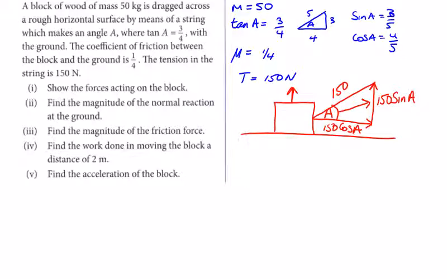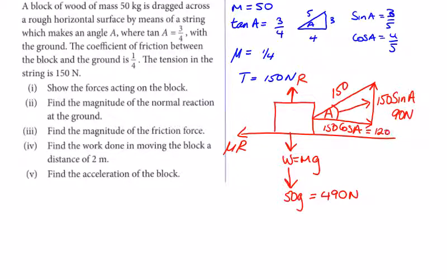We have the normal reaction R of the ground. We have the weight going down, which we know is equal to its mass times gravity. So this force going down is 50g, and 50 by 9.8 is 490 newtons going down that way, and this way we have mu R. So 150 sine A is 90 newtons, 150 divided by 5 is 30, times 3, and 150 cos A is 30 times 4, which is 120 newtons. So these are all the forces acting on the block.